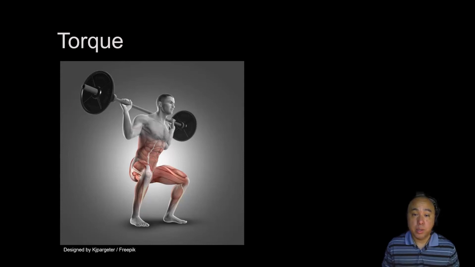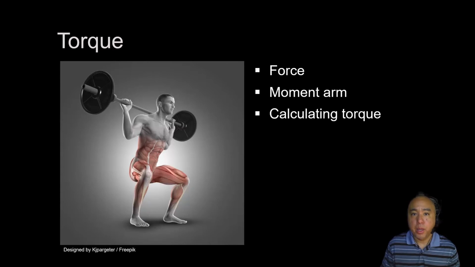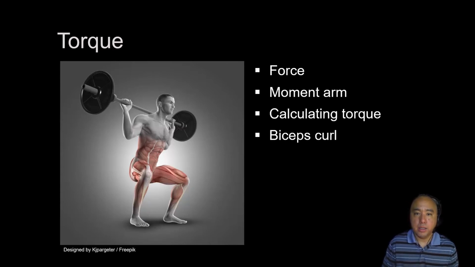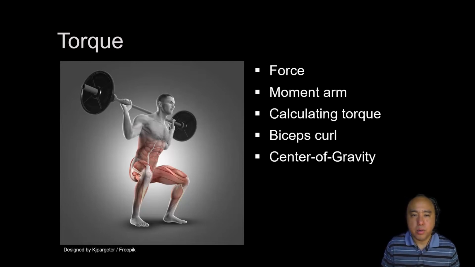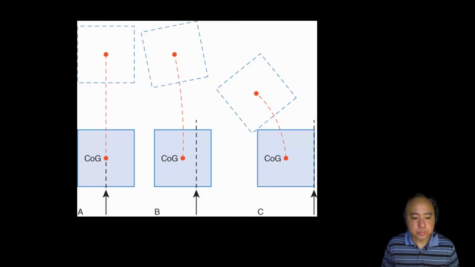So in this video, we're going to talk about torque and how torque is a product of force and the moment arm. We'll use the biceps curl as an example of how a muscle generates torque in response to an externally applied load, such as a dumbbell, and briefly describe the center of gravity of the body and how that's a function of the torques produced by the individual segments of the body.